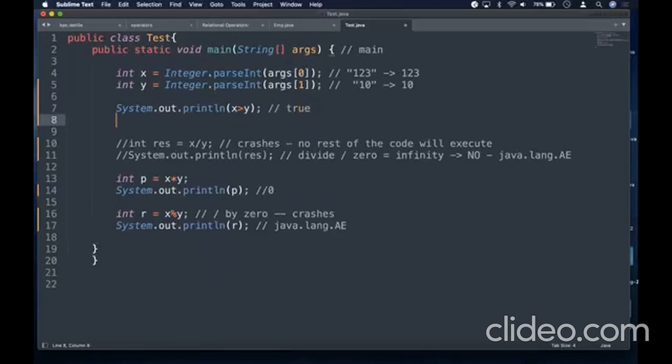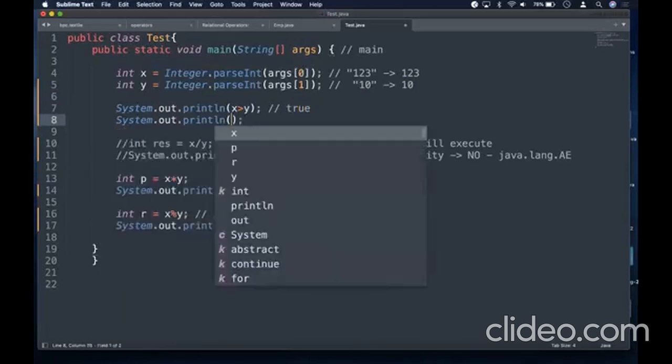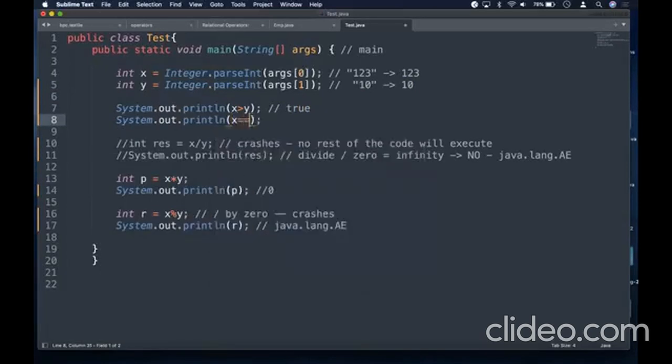In the same fashion, if I say system.out.println x double equal to y, then it is false, they are not equal. Yes, when y is 0 it crashes, but if it is not 0, then it will not crash. I'm just making the whole program understood. Like that, you can give greater than, less than, equal to, not equal to, etc. Now let's see whether it is giving me true or false.